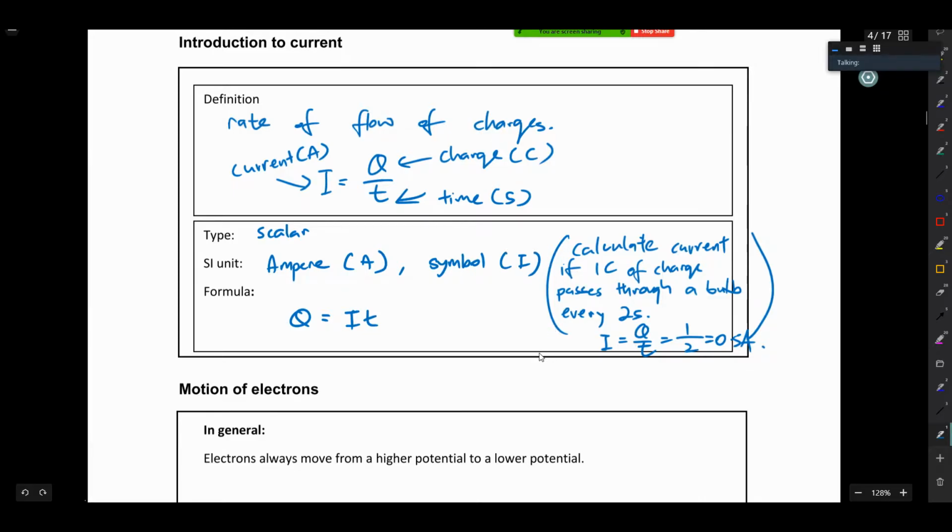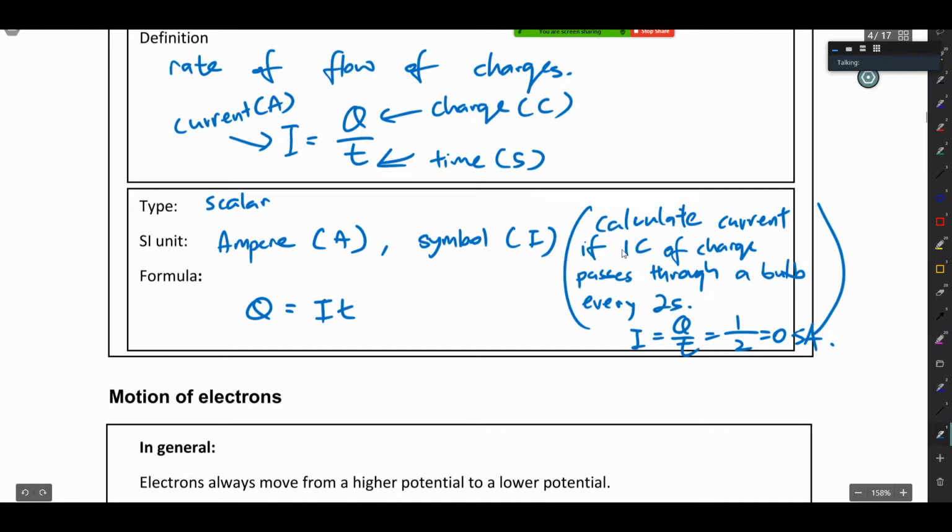Alright, so they ask you to calculate the current if 1 coulomb of charge passes through a bulb every 2 seconds. That means in this light bulb, every 2 seconds you have 1 billion electrons going through it. Then the rate of flow is just Q equals IT, just apply the formula. Then I equals Q over T, which is 1 over 2, which is 0.5. It's quite straightforward for these kinds of questions. Okay, let me move on now. Anyone need time to copy or anything?